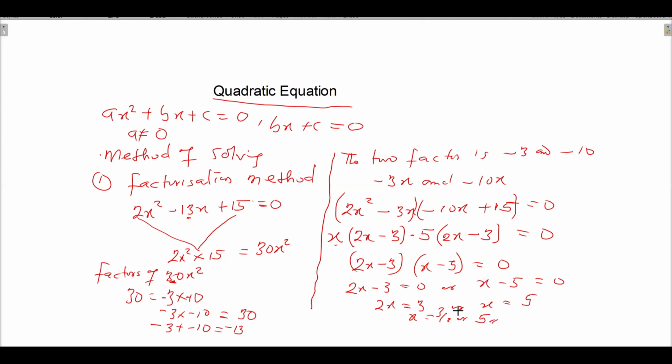But that's a way to use the factorization method. But don't forget, if the coefficient of your x squared here is just 1, when you multiply 1 by 15, you still have 15. And we can see the same approach for it.